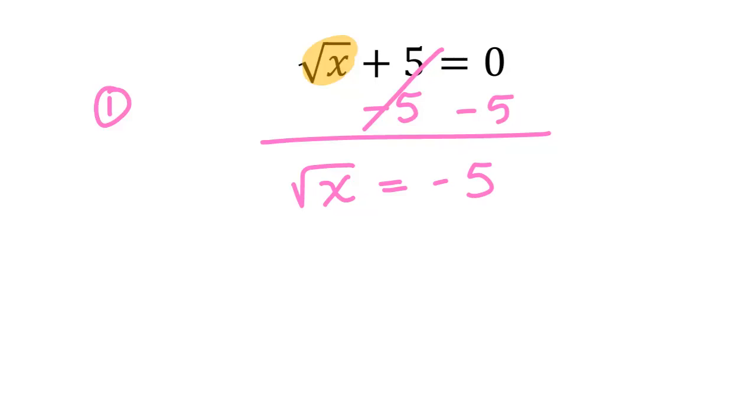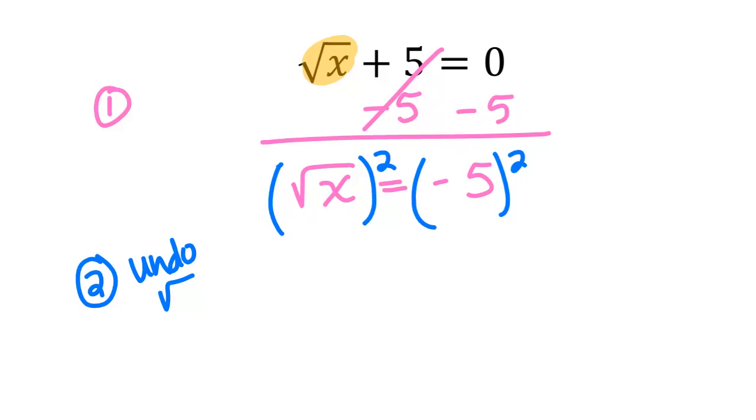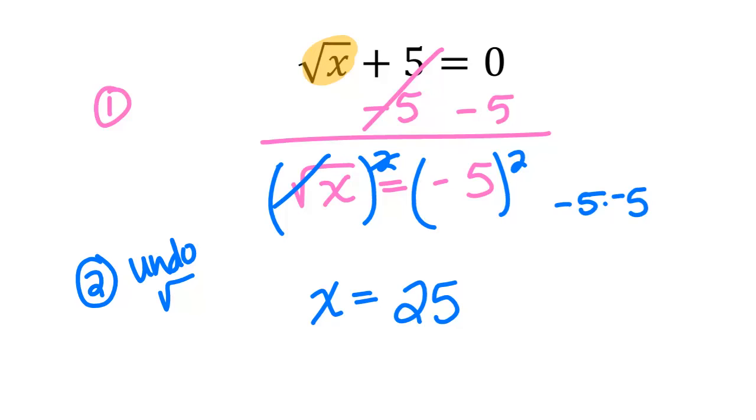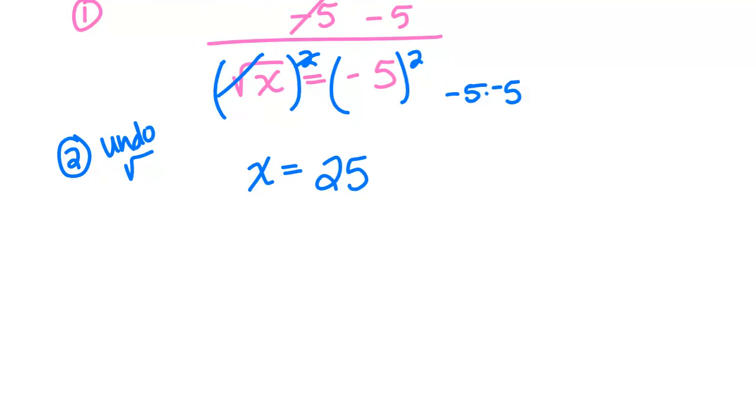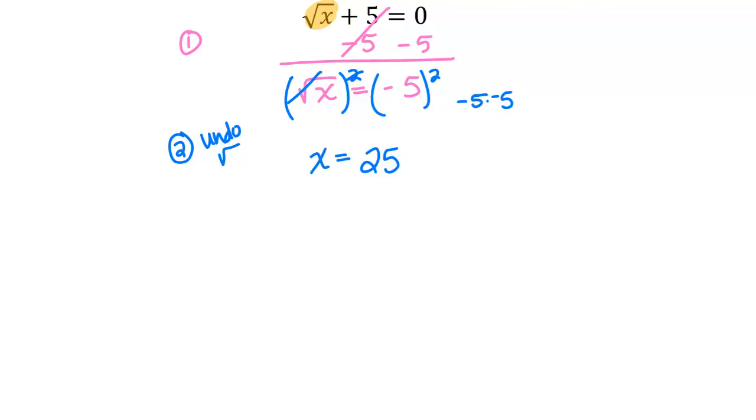And then our step 2 is to undo the square root. How do I get rid of the square root? Square both sides. So the square root cancels out the squared. I'm left with the x equals, remember that negative 5 squared, that means negative 5 times negative 5, which is going to be what? Positive 25. Okay. That basically already solved it.